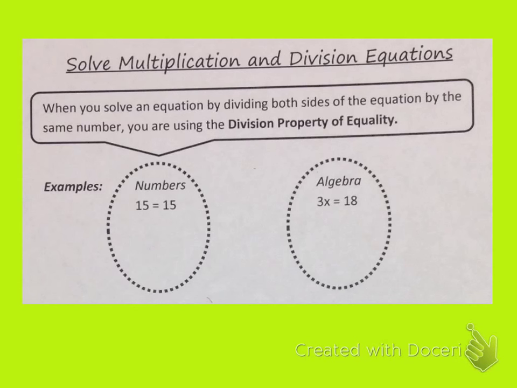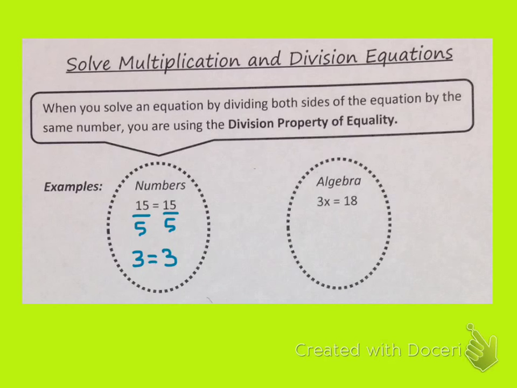So let's look at this using numbers. I know that 15 equals 15. If I decide that I want to divide the 15 on the left by 5, well, that equals 3. And 3 does not equal 15. So whatever I do on one side also has to be done on the other side to keep it equal. 15 divided by 5 equals 15 divided by 5. So 3 equals 3. We can apply this same thing to algebra.